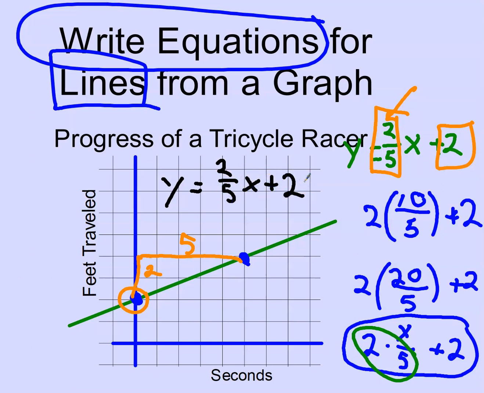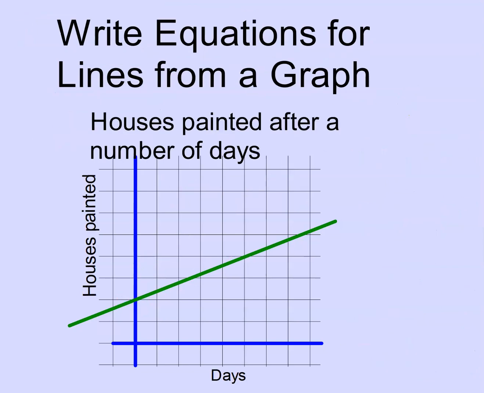And it may be, again, reminding you, this number right out front here was the slope, and this number right here was the y-intercept. Okay, so if I look at this situation, the number of houses painted after a number of days, you might say, hey, wait, that's the same equation. Okay, and so we could say it crosses here at 2, so it's going to end in plus 2. The rise is 2 and the run is 5, so we've got 2/5 x, and then y equals.